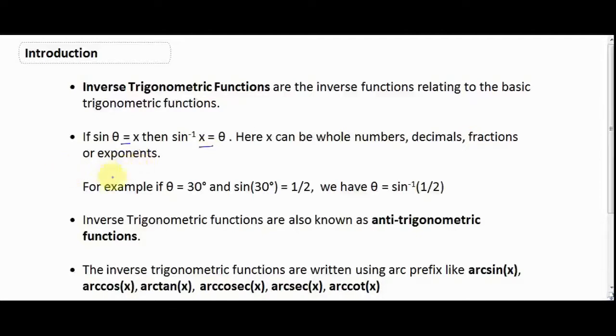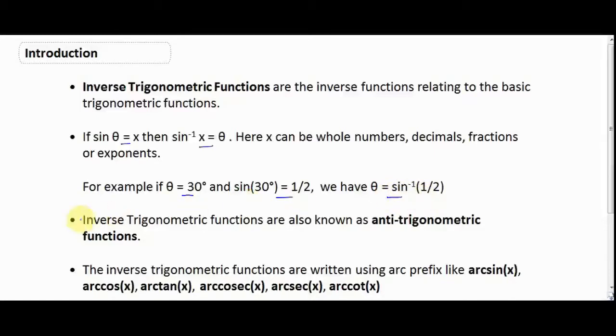Okay, let's take an example. If theta is equal to 30 degrees, then we know that sine 30 degrees is equal to 1 by 2, and if we consider the corresponding inverse function, we may write theta or 30 degrees as sine inverse of 1 by 2. So this is how we represent an inverse function.